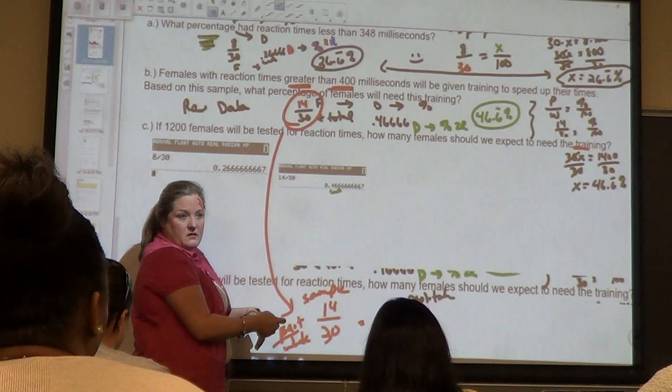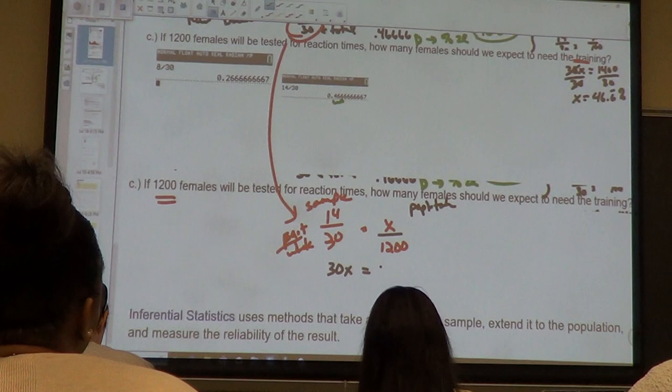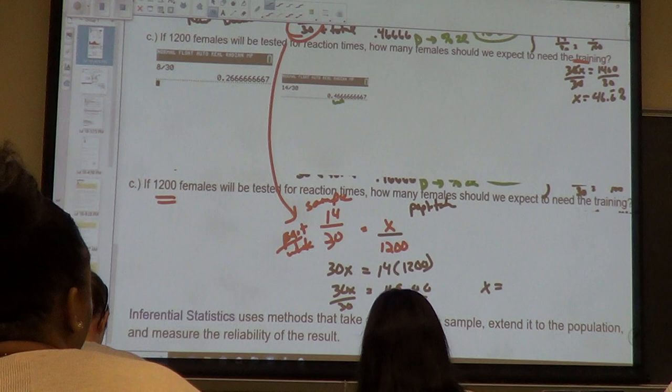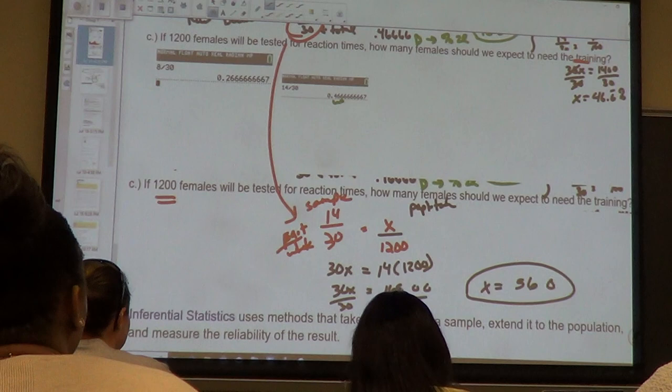You with me? We're going to do our cross multiplication. So tell me what I'm going to multiply. 30x equals 14 times 1,200. 30x equals 14 times 1,200. Somebody with a calculator, what is 14 times 1,200? 16,800. And then we're going to divide both sides by 30. That gives me... So if we test 1,200 people, we should expect 560 people to make the cut, to make the time.